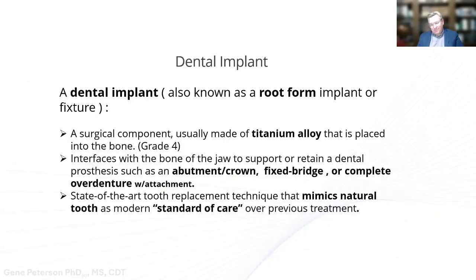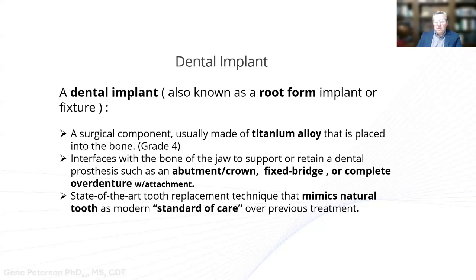So a dental implant. We know that the dental implant is also known as the root form. It's basically the best replacement for a tooth that we know of today. It's a surgical component usually made of surgical grade titanium alloy, grade 4, which is biocompatible with the tissue. There's a lot of talk about zirconia and ceramic implants now, more so in Europe, and those are becoming more and more discussed. I'm not going to talk about those tonight, but we're going to talk about metal alloy titanium implants.